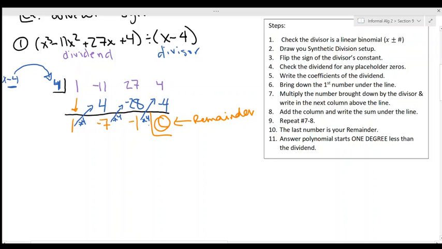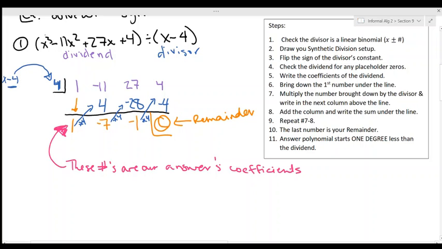Now, these numbers that we found, okay, I'm going to write a little love note here. These numbers that we found are our answer's coefficients, or the numbers in front of our variables. Now our answer starts 1 degree less than the dividend.